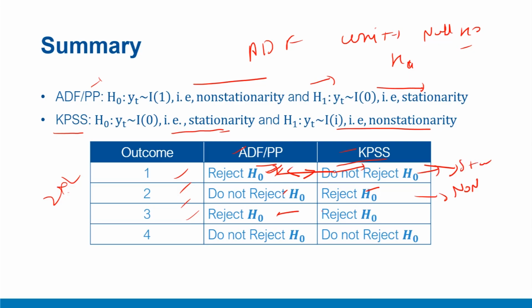However, if you look at outcomes 3 and 4, reject H0 and reject H0, their H0 being opposite, this is contradictory evidence. Similarly, if you look at this, do not reject H0, do not reject H0, this is also contradictory evidence. So in case your results appear to be from 1 or 2, you have very solid and robust evidence where all the tests are converging with each other.